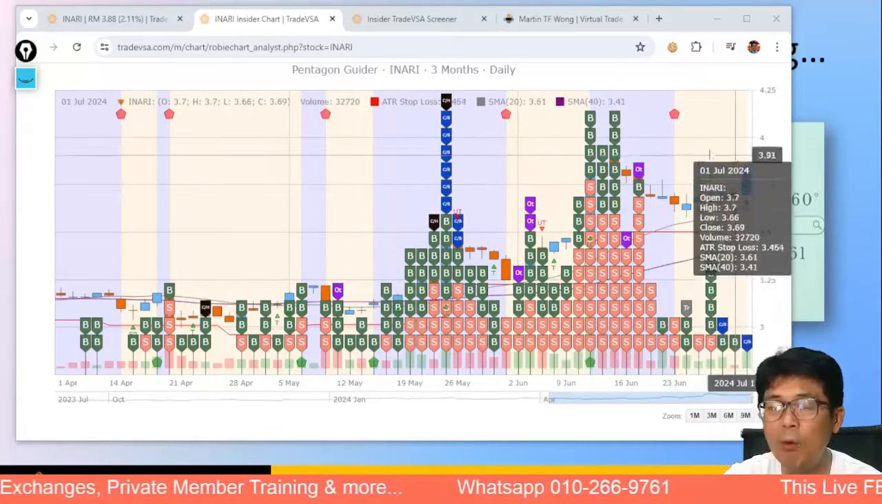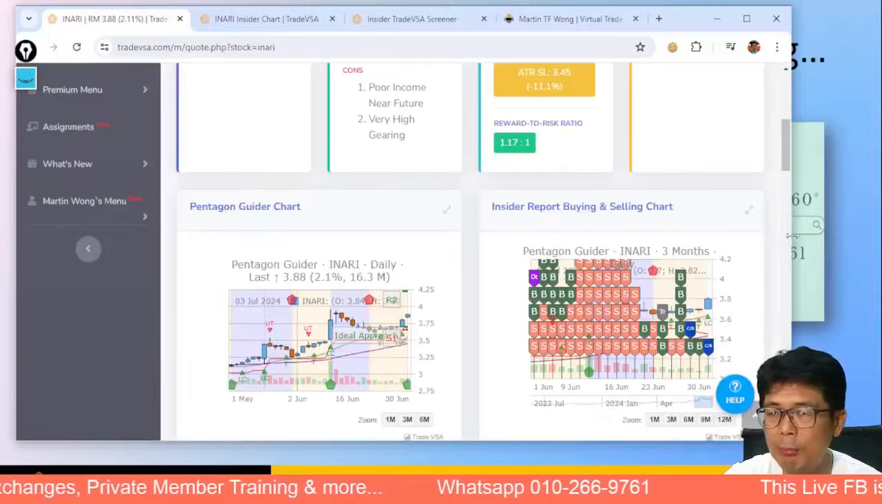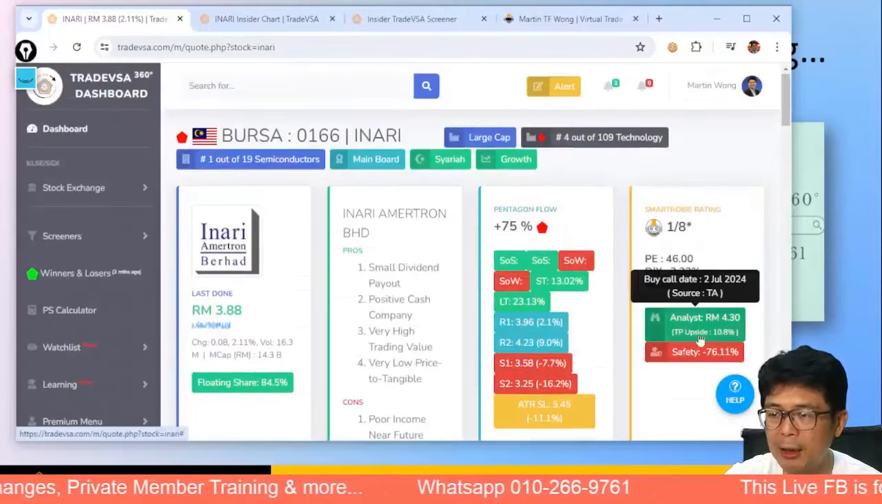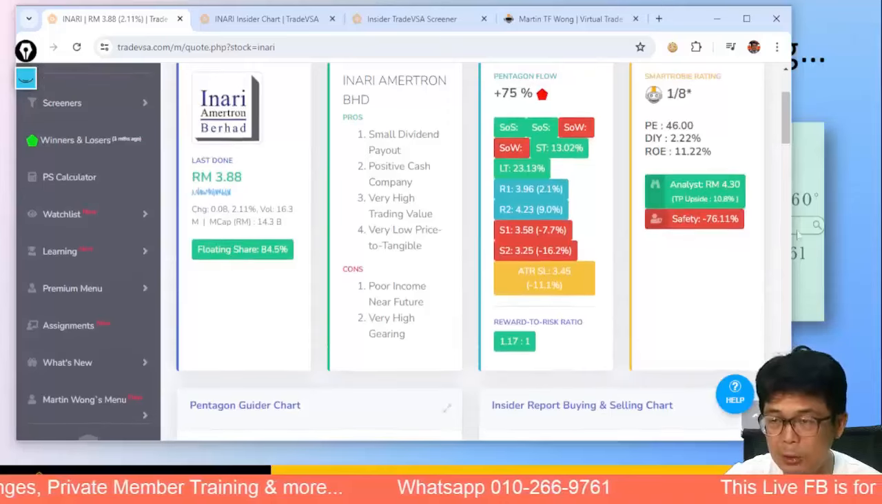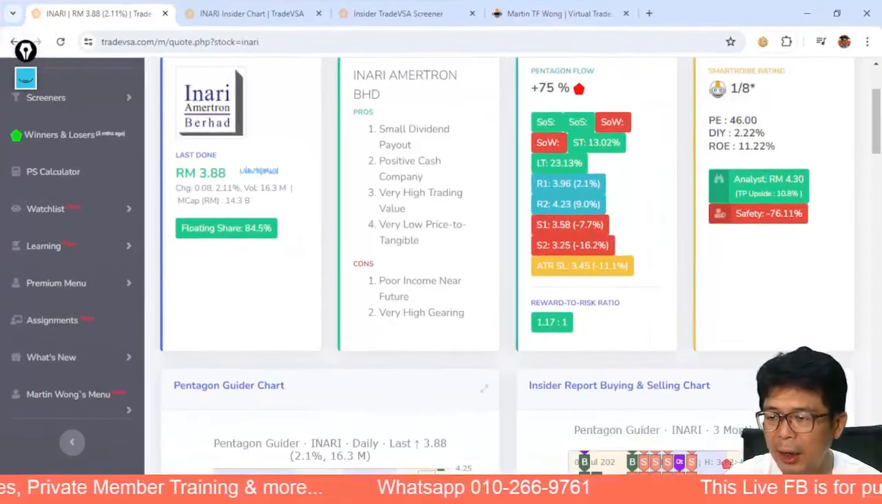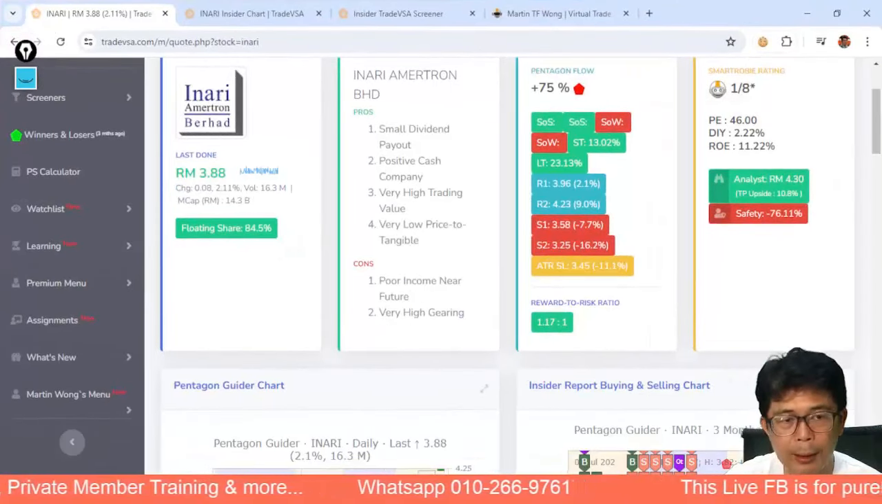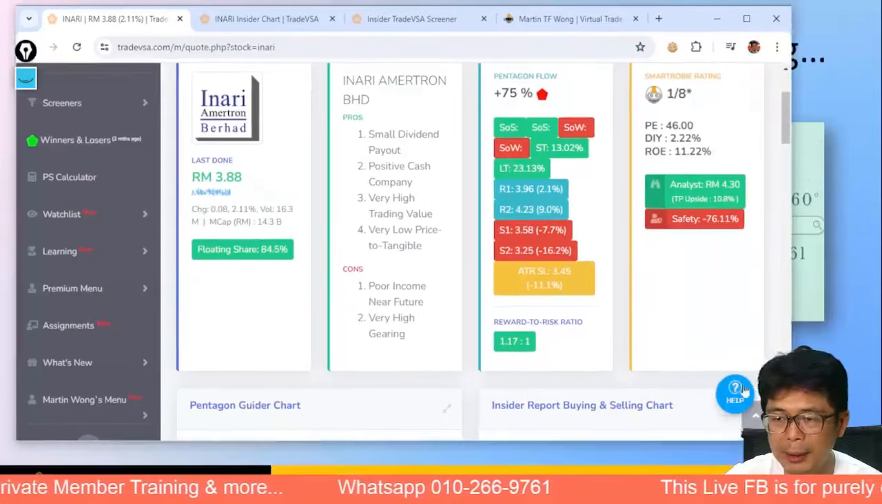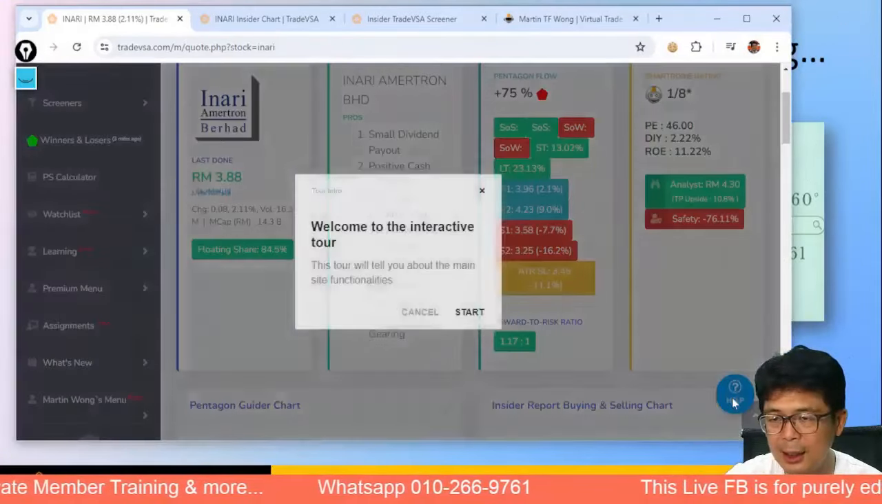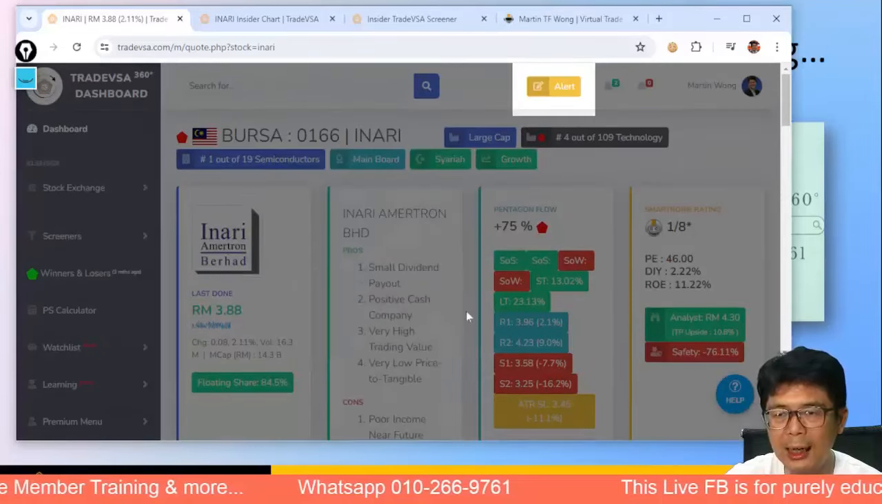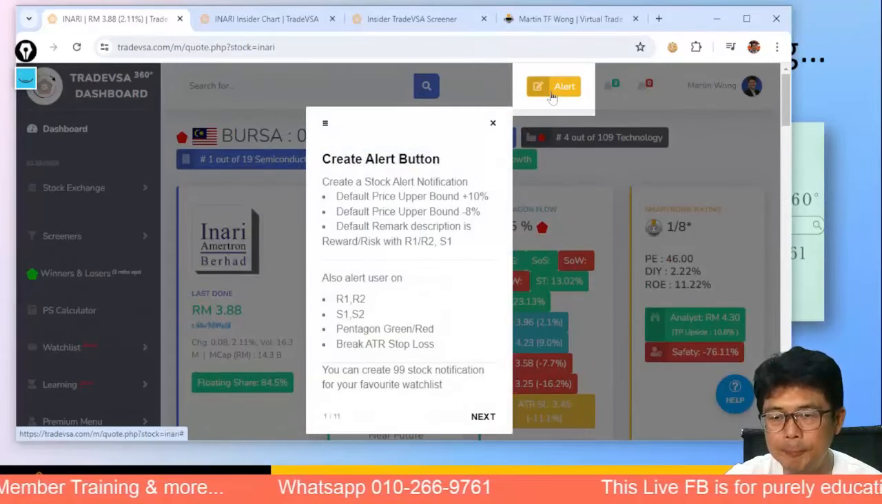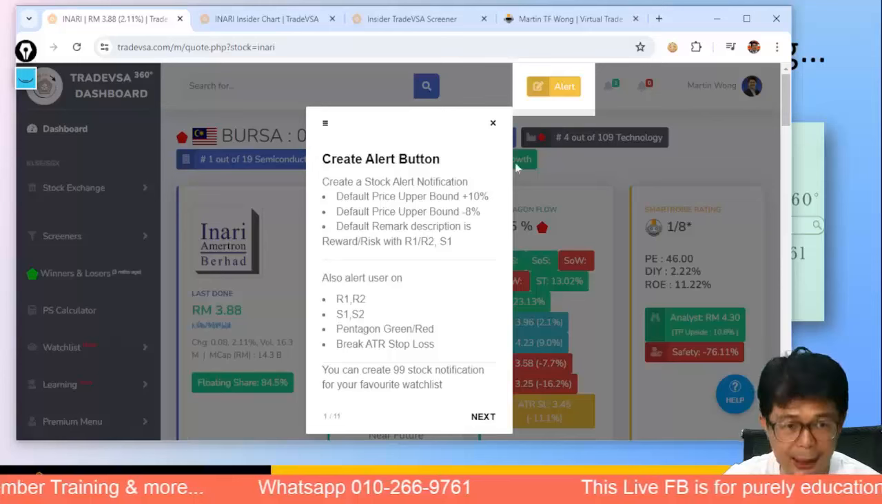So now the call to buy is 4 ringgit 30 cents, which, if you look back, does offer an upside of 10.8%. So this is the analysis, and right at the corner here we have a help. Let me just make it here, you can see this is a help. We tell you interactive start. So definitely we have the alert, which is an alert button.